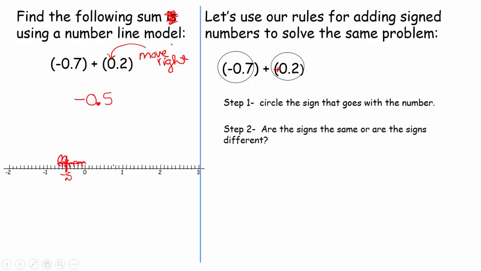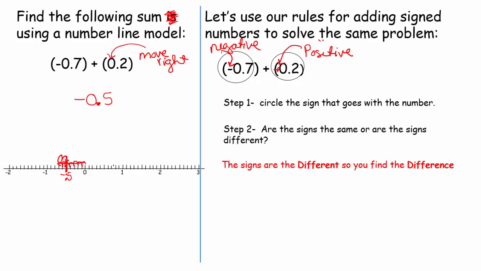Are the signs the same or are the signs different? Well, in front of this number is a negative sign. In front of this number, this is a positive sign. So those signs are different. You're going to want to find the difference. So how do we find the difference? The difference means subtract. So we're going to take 0.7 and subtract off 0.2, lining up our decimal points.